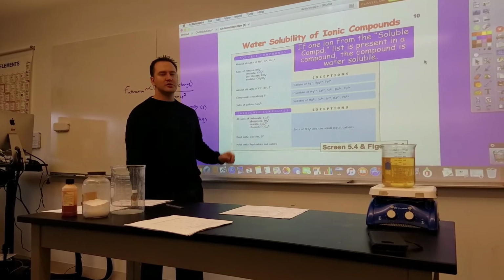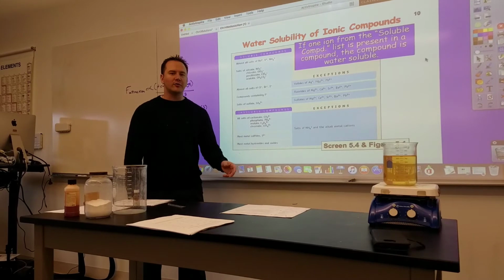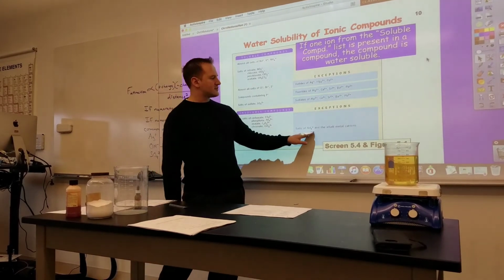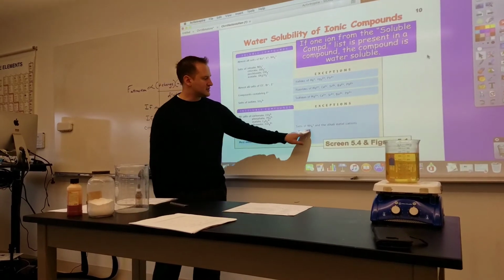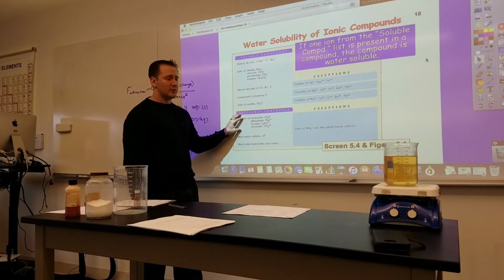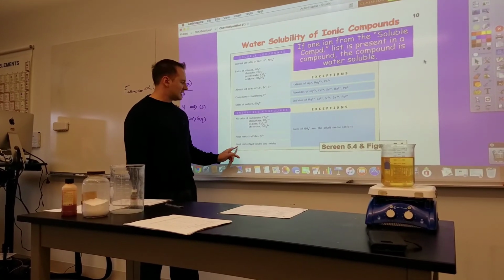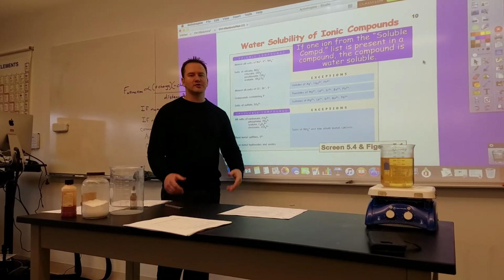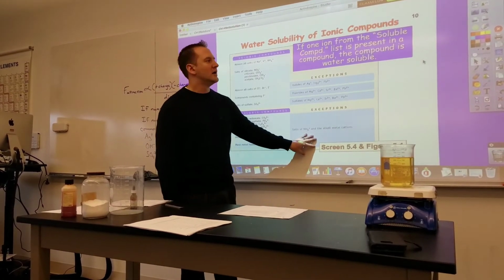Carbonates will usually form precipitates. Phosphates, oxalates, and chromates will all form precipitates, with the exception of salts of the ammonium and alkali metal ions. Again, these are soluble without exception, so even if they're paired up with something that's really insoluble, most of the time it's still going to dissolve. Sulfides, oxides, and hydroxides are also going to be insoluble most of the time, with the exception of the alkali metals and ammonium.